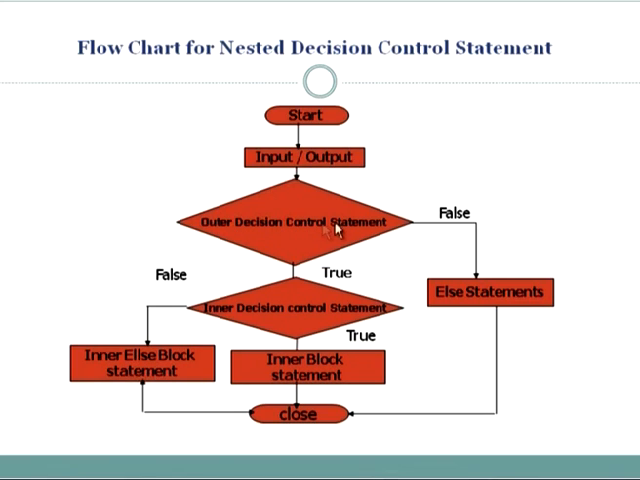Inside the body of the outer decision control statement, there may be an else block followed by the if block. When the outer condition comes out true, control comes inside the body, then the inner condition turns out false, the else block followed by the inner if block will be executed and then the program will go towards termination.